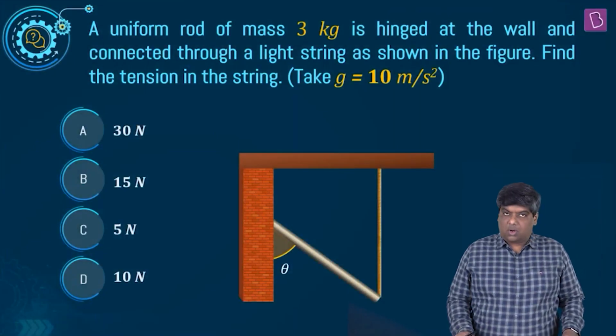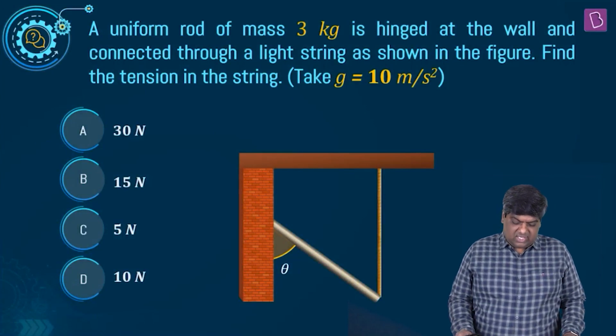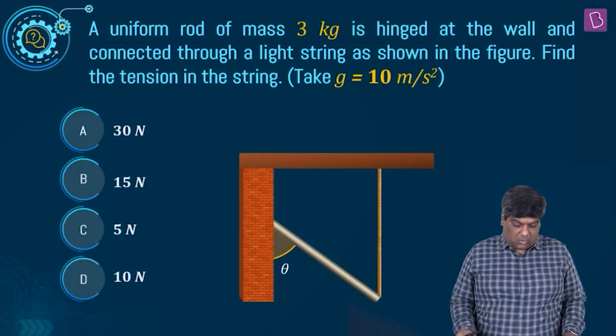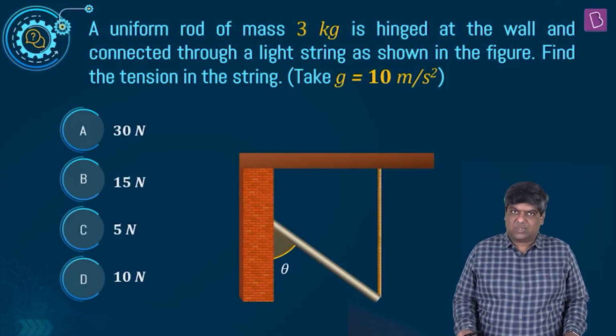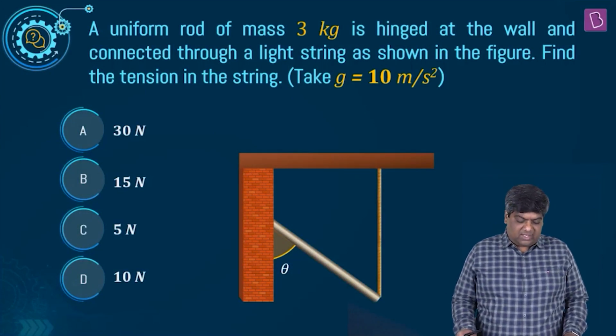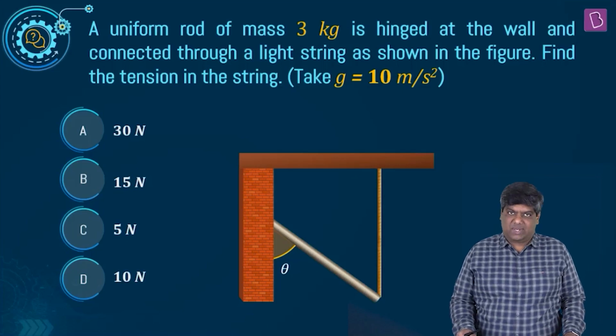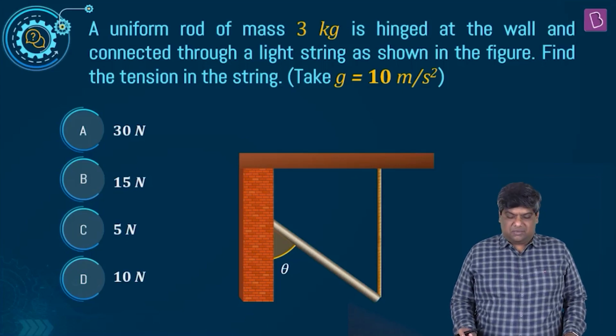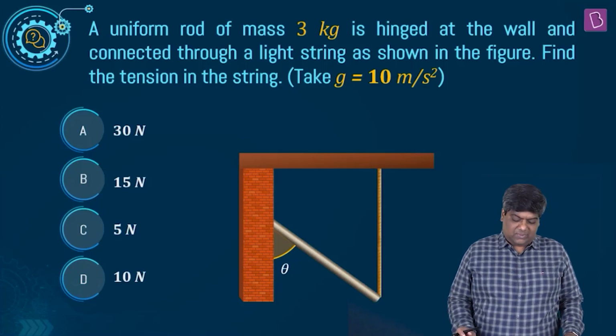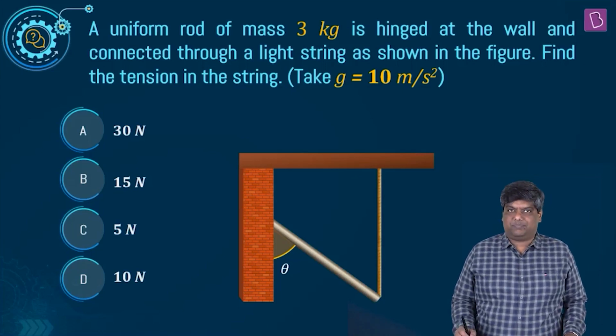A uniform rod of mass 3 kg is hinged at the wall and connected to a light string as shown in the figure. Find the tension in the string. The options are 30 Newton, 15 Newton, 5 Newton and 10 Newton.